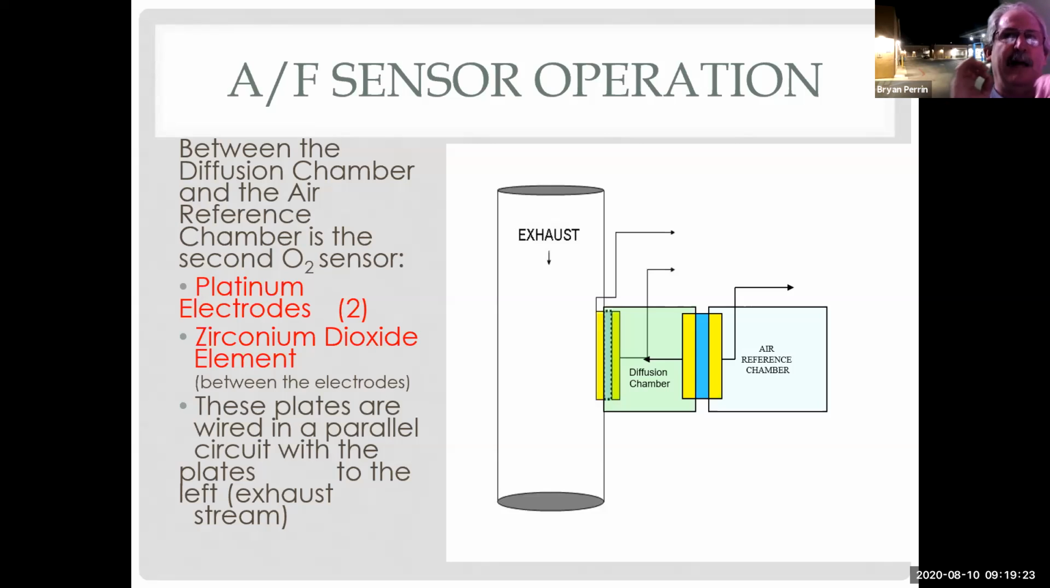However, if I apply voltage to it, it's able to move electrons through the plates, through the platinum and zirconium. If I change the polarity, it moves the electrons in the opposite way. So now we can use it as an ion pump. Instead of just reacting like we did when we sensed, I can now use voltage and switch the direction of current to use it as a pump. So now I can control the mixture or the amount of oxygen in the diffusion chamber.